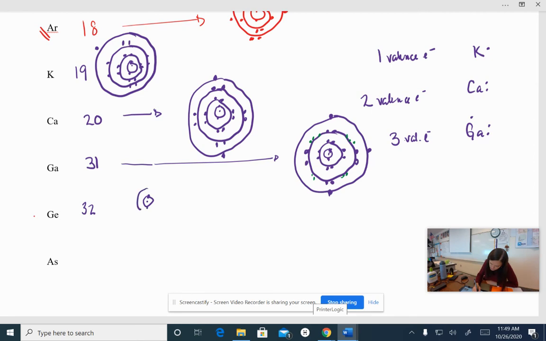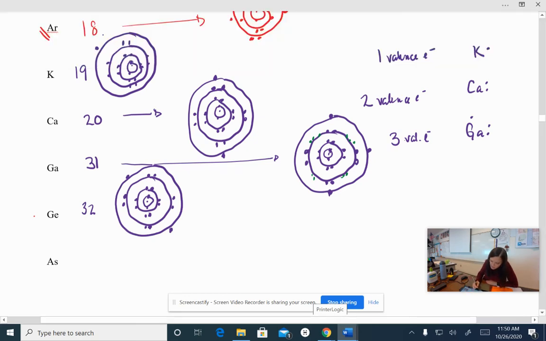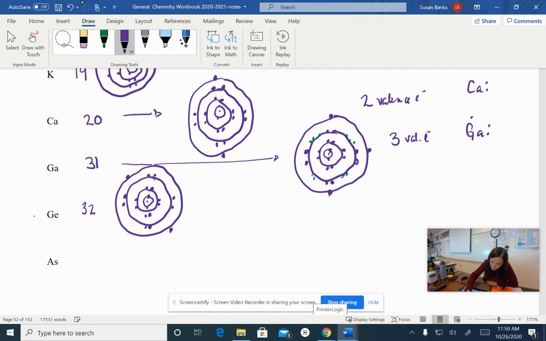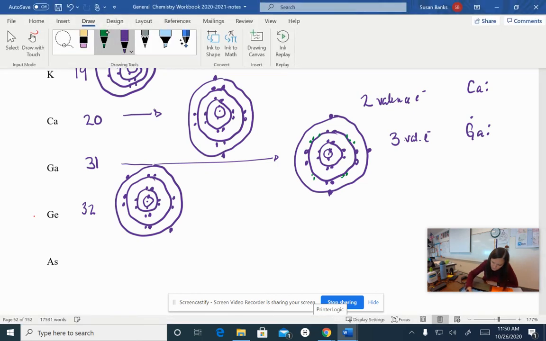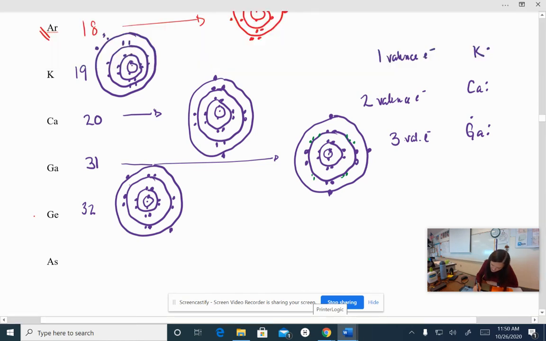So 2 in first, 8 in the second. We'll start off with 8 in the third. And then we jump to the fourth and we get the first 2 put in on the fourth. And then those 10 electrons from the transition metal groups kind of come in. Is it going to let me switch to green? I would like to switch to green. There we go. The 10 transition elements.